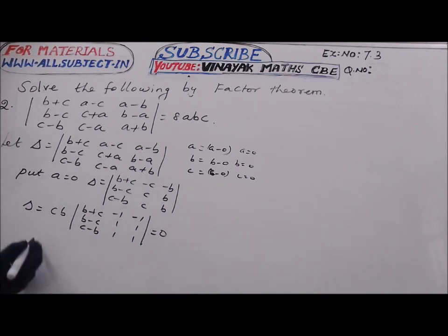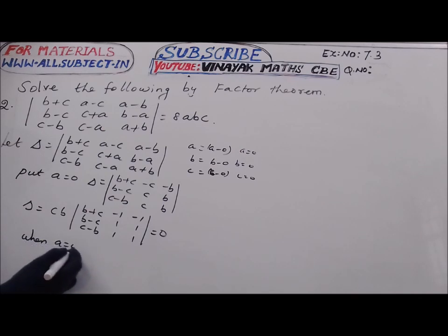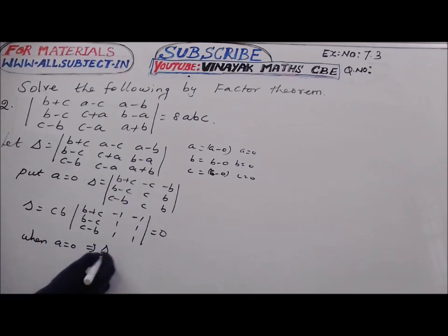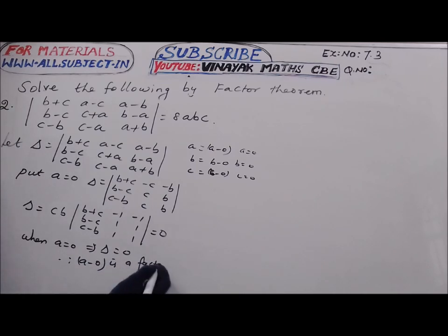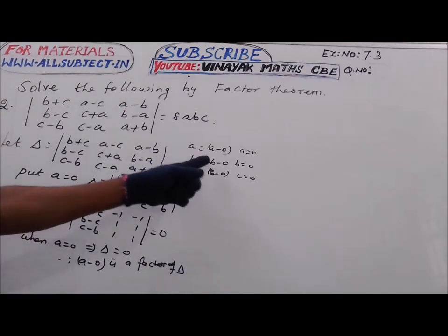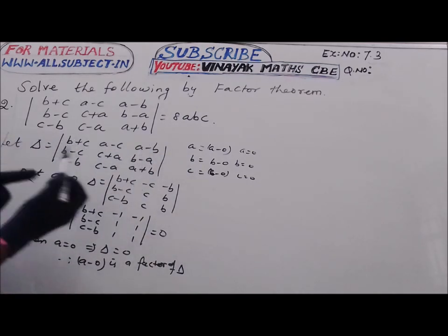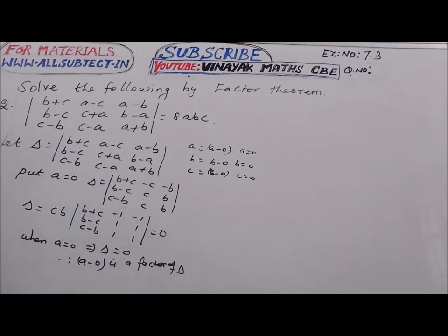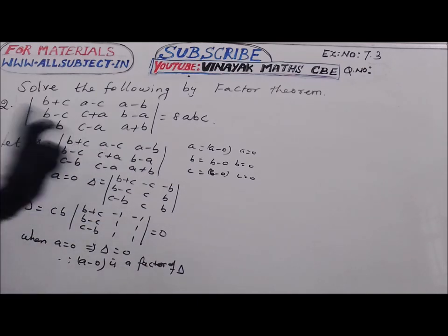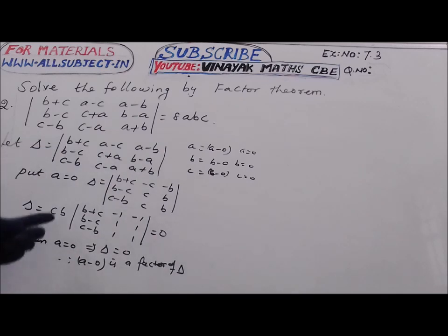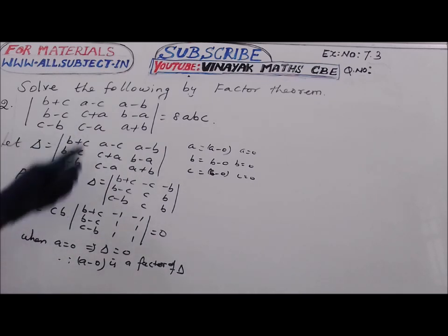Now, we can say that when A equal to 0 implies delta equal to 0, therefore A minus 0 is a factor of delta. Now, similarly, by substituting B equal to 0 and C is equal to 0, if we substitute B equal to 0, the first and the third column are identical, again delta becomes 0. And substituting C is equal to 0, first and second column are identical. Identical means after taking out the common value, it will be identical. So the first two become proportional or identical, it will be equal to 0.